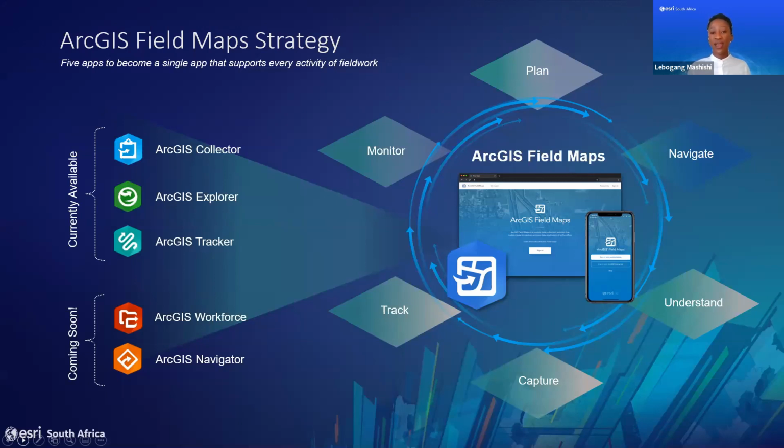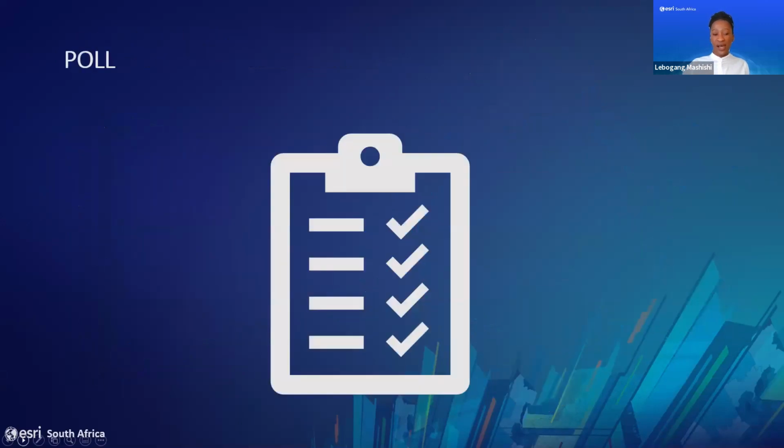Field Maps comes with a new web app, basically for administrators, and Sean is just going to be taking you guys through all of that. So there's two main components to it. You get sort of an administrator's view where you can do all your work and you're preparing and you're planning, and then you've got the mobile view, and I'll be showing you guys a little bit later what the mobile view actually does. But within this application, the idea is that you're able to plan, navigate, understand, capture, track, as well as monitor your data, as well as your field crew in one application. So I'm really excited about this application.